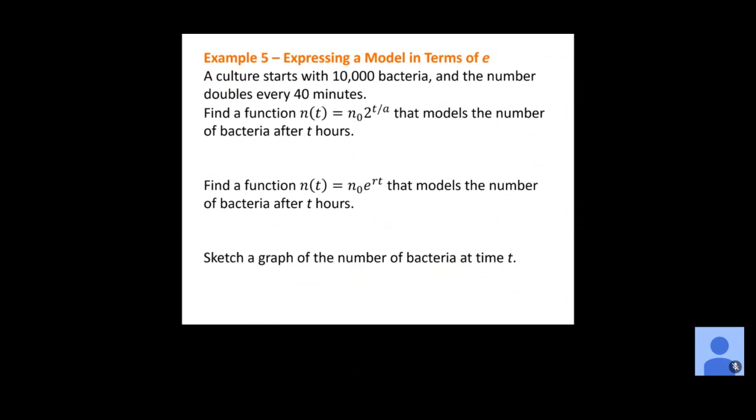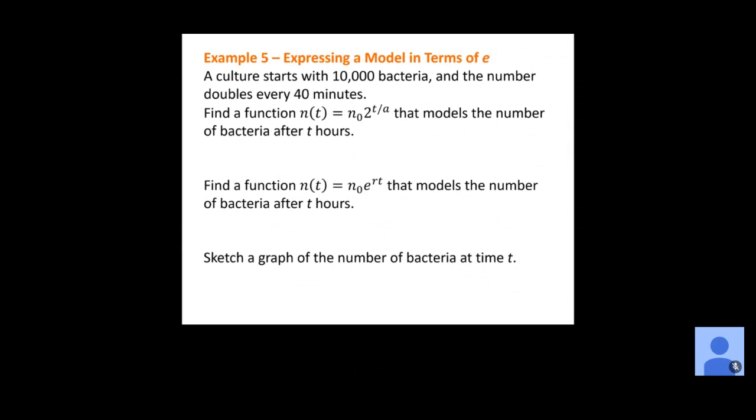Example 5. So a culture starts with 10,000 bacteria and the number doubles every 40 minutes. We want to find a function, n of t equals n sub 0 times 2 to the t over a, that models the number of bacteria after t hours. Okay, so in this case, we're going to find that doubling time formula, the first one we looked at.